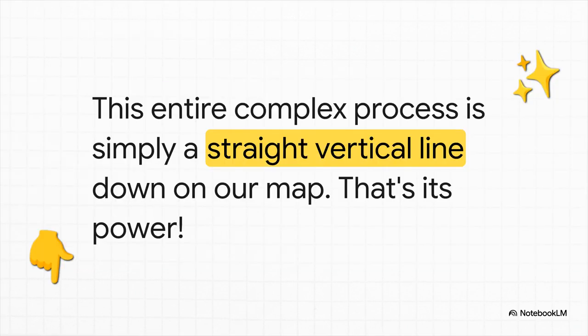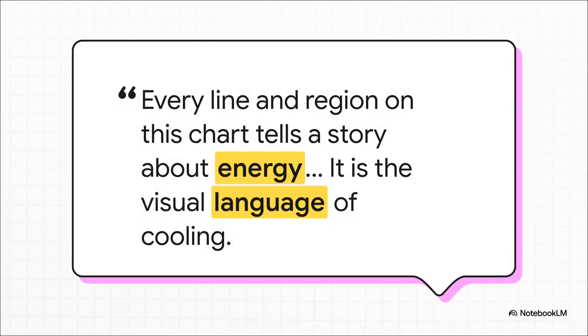And here is the most beautiful part. That whole chaotic, violent process we just described, the pressure dropping, the explosive boiling, the temperature crash, on our map, it's just a single straight vertical line. We start at our high pressure point on the edge of the dome, and we just draw a line straight down to a lower pressure inside the dome. The map translates a complex physical event into the simplest possible geometry. That is its power.